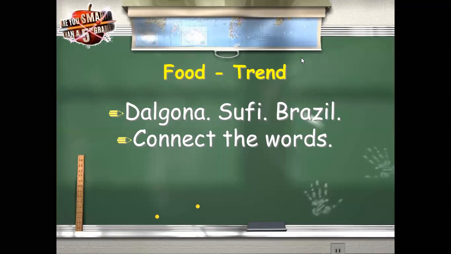Very popular in today's pandemic world. Everyone is doing something around these three words. Dalgona, Sufi, and Brazil. What's the answer? Remember, it's trending food. Dalgona coffee. Okay, interesting. How do you connect the words? Dalgona coffee is good. It's the right answer, by the way. Absolutely correct. It's the coffee. Very well done.